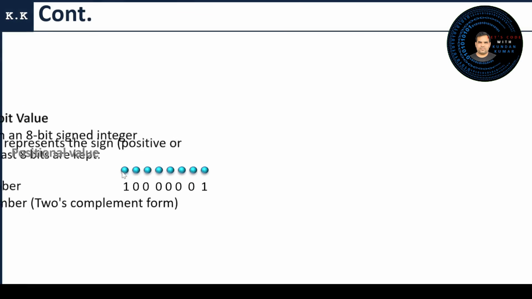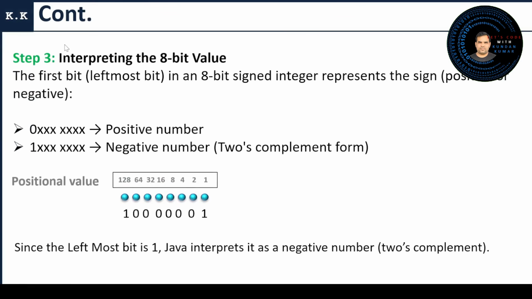What happens next here? You can see, it is interpreting the 8-bit value. You can see the first bit, the leftmost bit in an 8-bit signed integer, because that is a signed integer, represents the sign, positive or negative. So this first bit stands for the sign, whether it is positive or negative. The leftmost bit of the 8 bits is the data we are truncating, so this 8-bit is truncating.